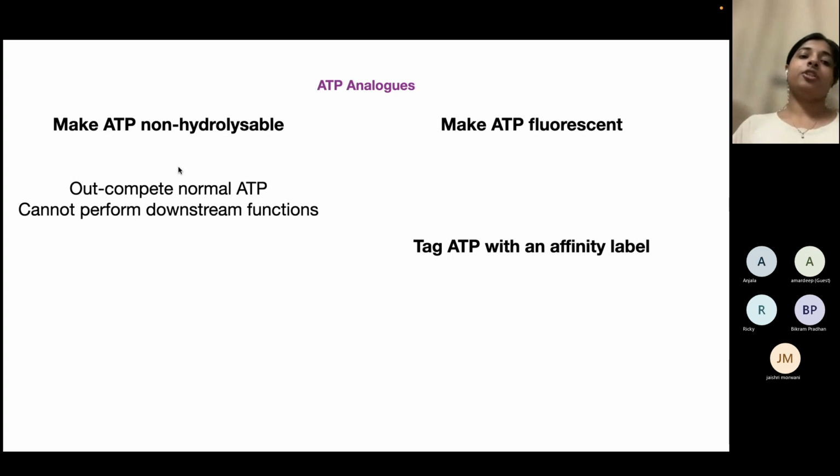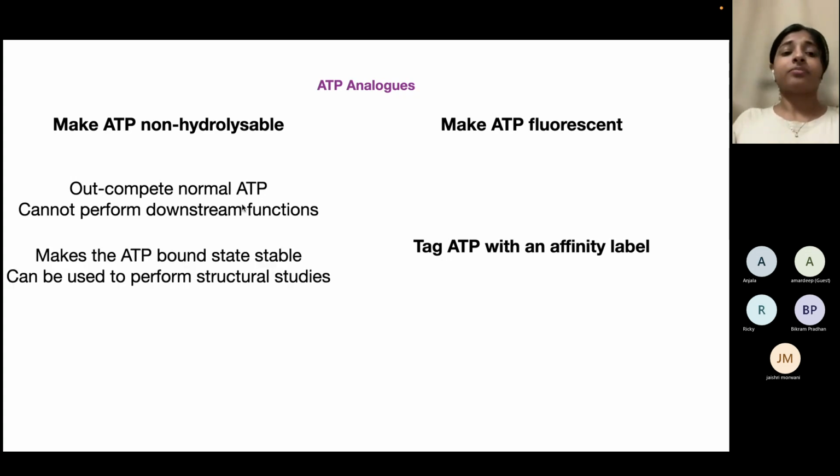do with it? It will first outcompete your normal ATP. So normal ATP will not be able to bind. Further, if it's a non-hydrolyzable ATP, it still binds to the protein that you're testing, but it cannot perform any downstream functions that come as an effect of ATP hydrolysis and release of that energy. So you can see how important ATP hydrolysis is in your reaction.